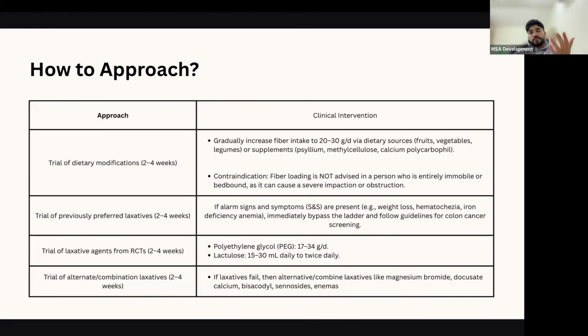Now, let's say we tried diet and it didn't work. We can give them laxatives of their own choice. Okay, we can do that. Fourth thing we can do, if the laxative didn't work, we can take some other laxative agents, for example polyethylene glycol or lactulose. We can give it to them. If that also didn't work, we can combine and alternate certain laxatives, like magnesium hydroxide, docusate calcium, senosides, and enemas, all right?